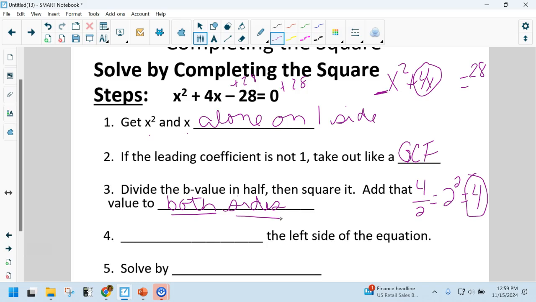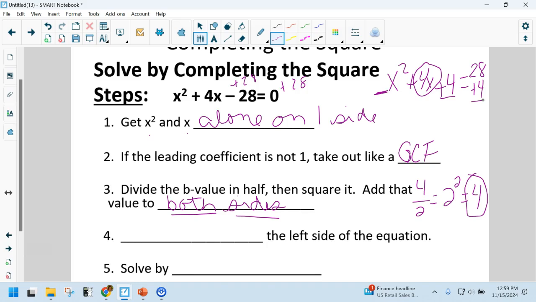Okay, we will add 4 onto this side of the equation. And to be fair in algebra, whatever we do to one side, we have to do to the other. So we added 4 to both sides.